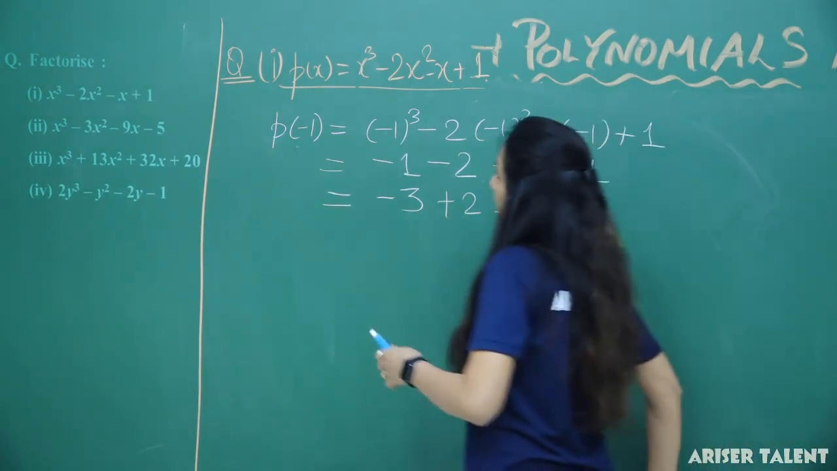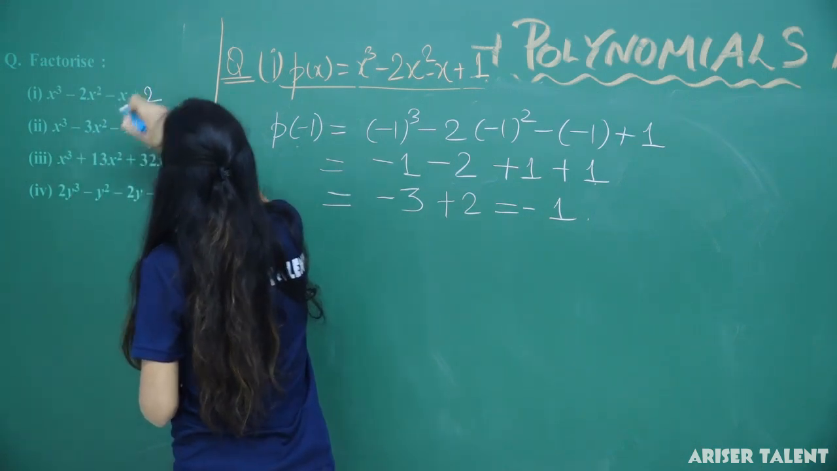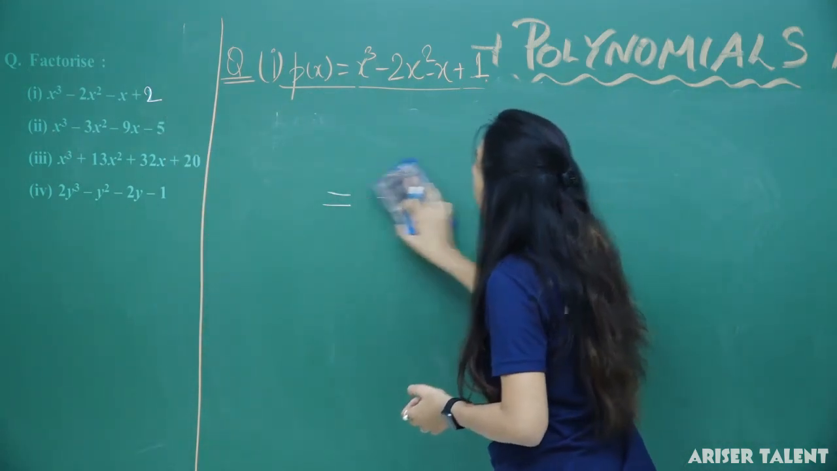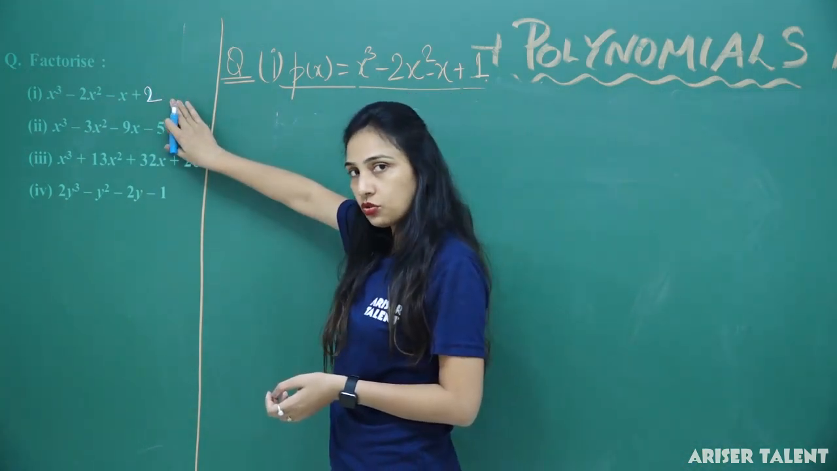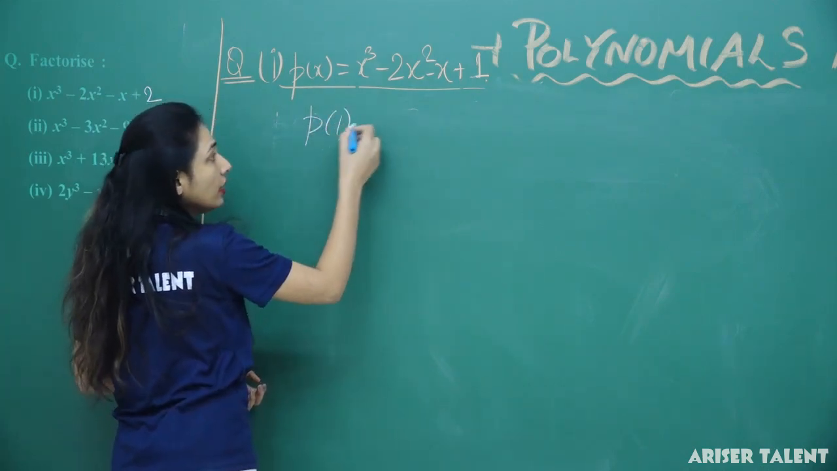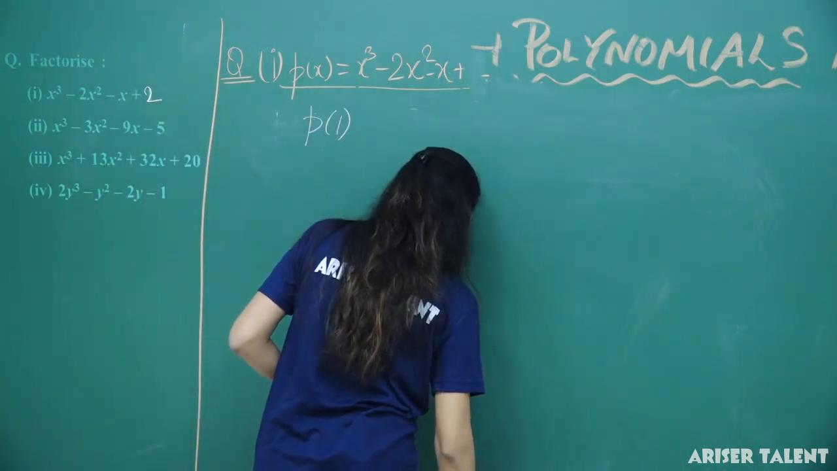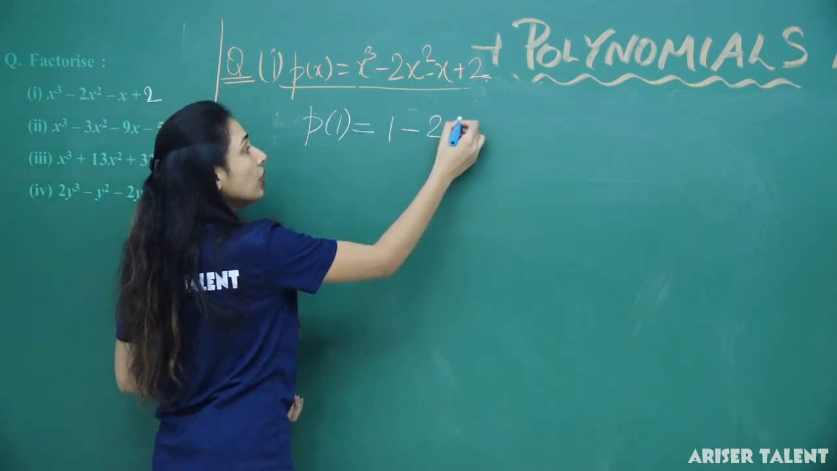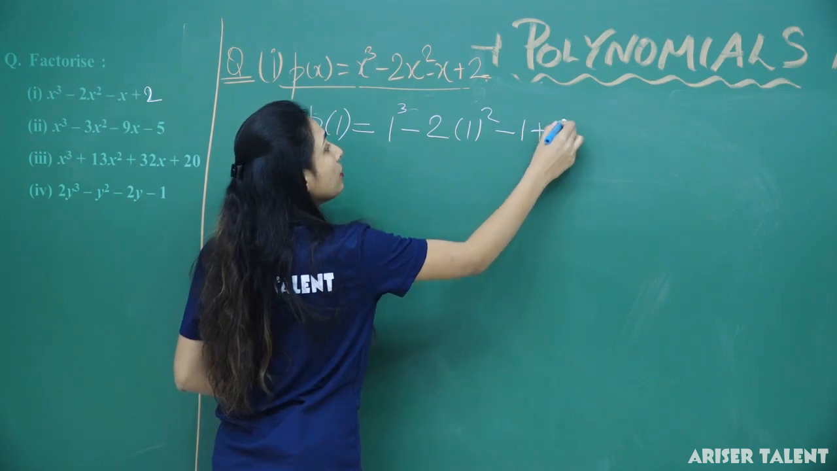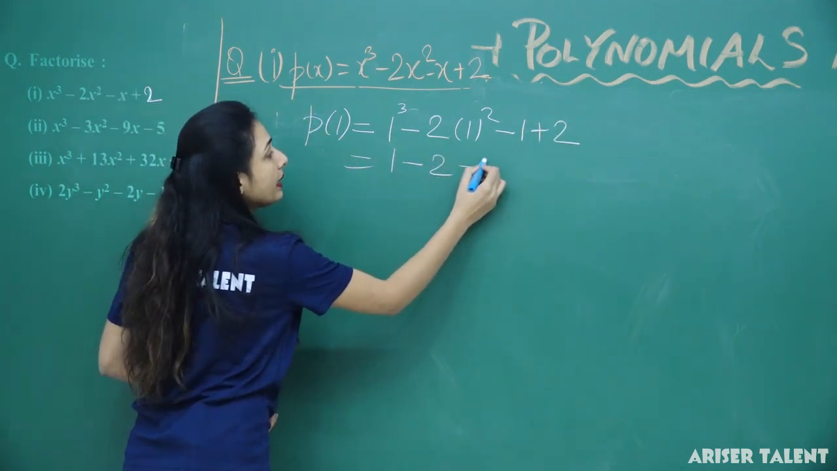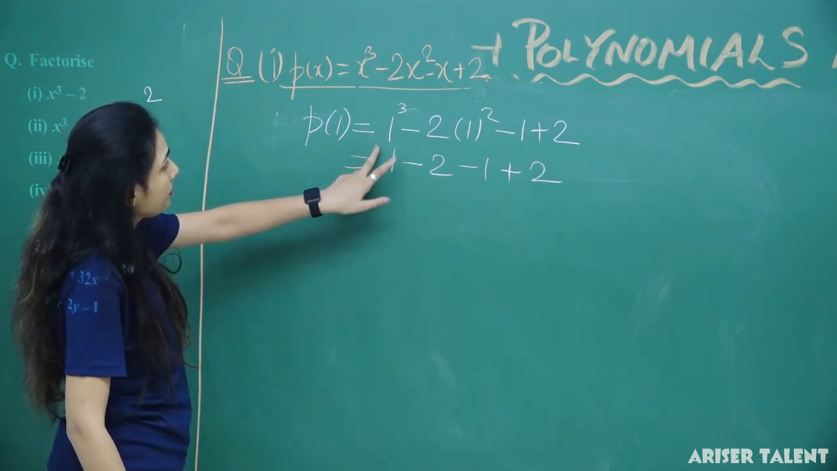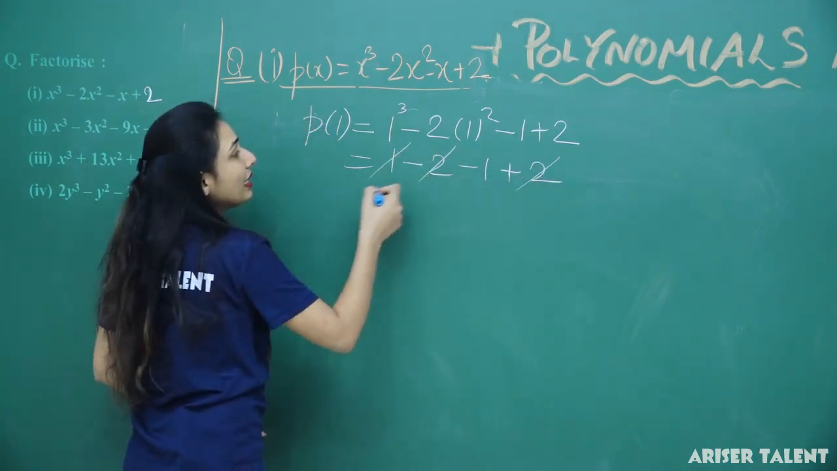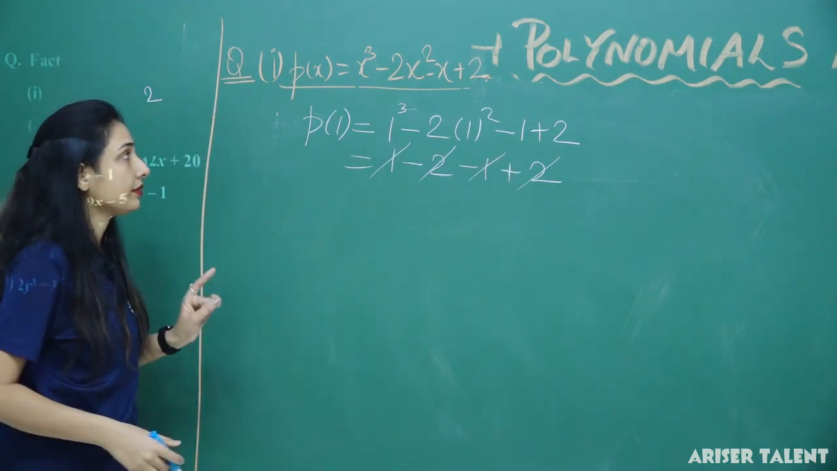So basically what happened is that we got it wrong here, it is 2 plus 2 here. So again I am repeating the same procedure. This was a mistake, so correct it. So P(1) I was talking about, so here it will also be 2. If it is 2 here, then P(1) will be equal to 1 minus 2 times 1 square minus 1 plus 2. That will give me 1 minus 2 minus 1 plus 2. So that will be cancelled out by this and that will be cancelled out by this. That means P(1) gives 0.